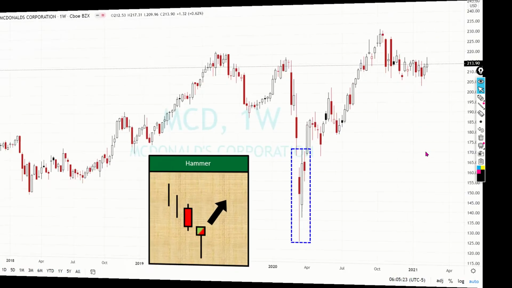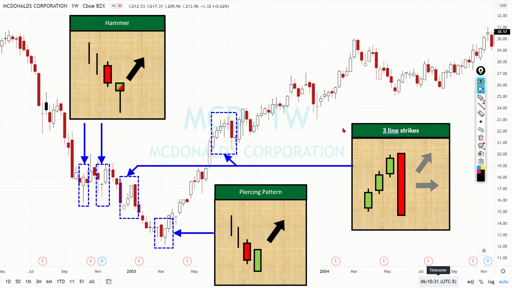Okay, well, McDonald's again. This is way back before 2004, and there's been a huge sell-off. I think this is from the tech bubble. Huge sell-off after the financial crisis. Then you can see multiple of these patterns happening. The three line strikes, it forms. You can see some combinations right here: hammer, hammer, hammer.